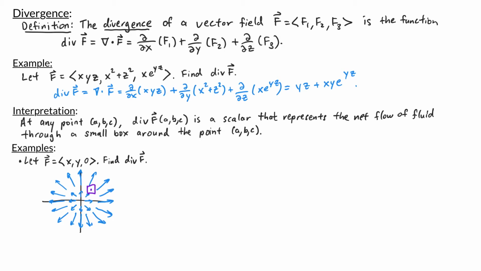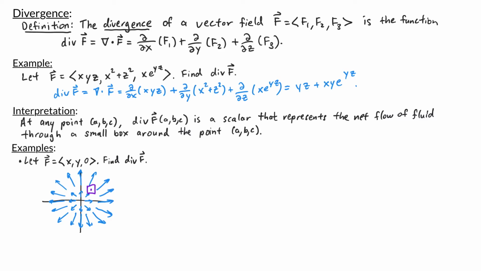Now the divergence measures the net flow of fluid. For this vector field, the further I am away from the origin, the larger the magnitude of the vectors. So if I'm looking at the amount of fluid that enters the box and the amount that leaves the box, since the vectors leaving the box are larger than the vectors entering the box, I'm going to have a positive net flow of fluid going out of the box. So I should expect that my divergence is positive.